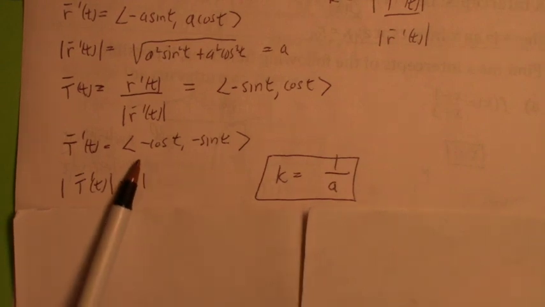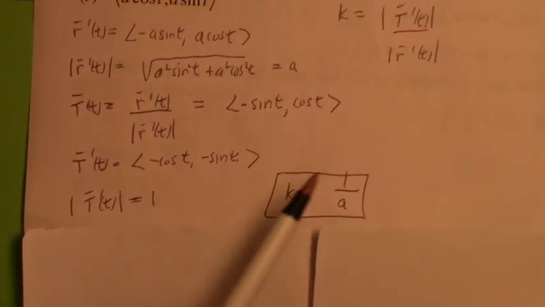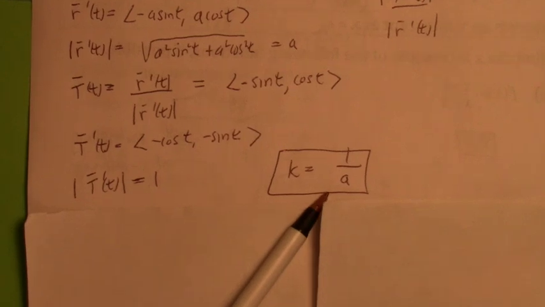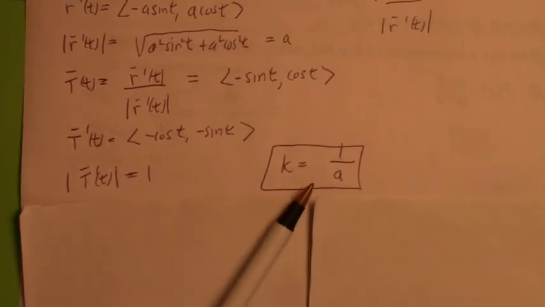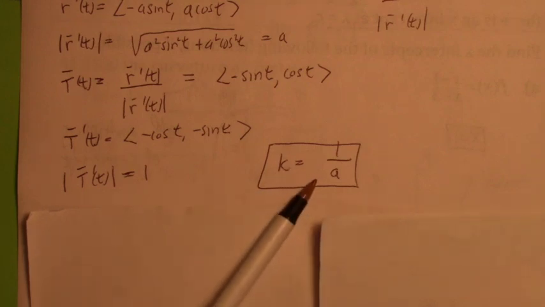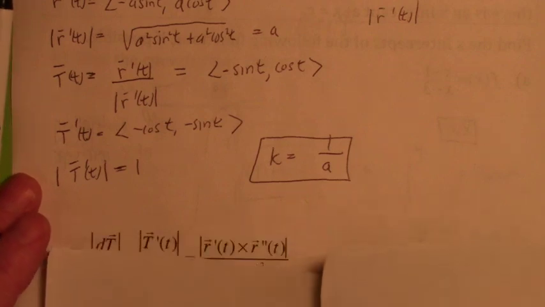So put it all together. The curvature is just the magnitude of T', which is 1, divided by the magnitude of r', which we decided was a. So the curvature for our circle is 1 over a, which makes pretty good sense, because the bigger the circle, the smaller the curvature, closer to 0. The smaller the radius of the circle, the bigger the curvature.